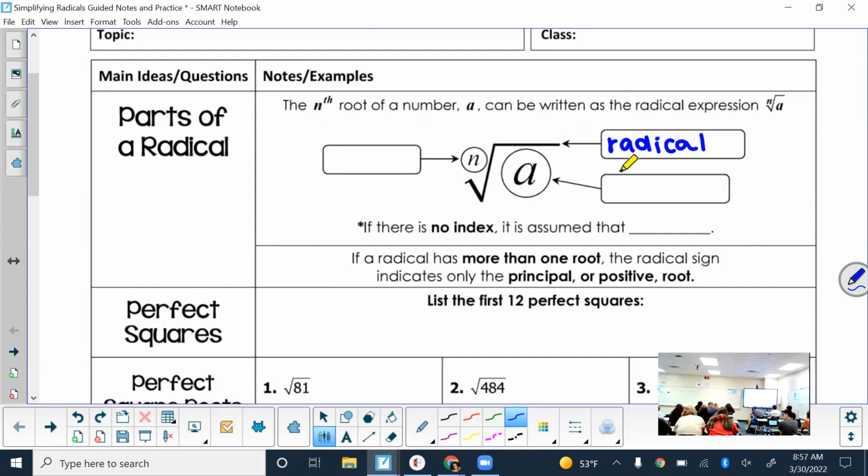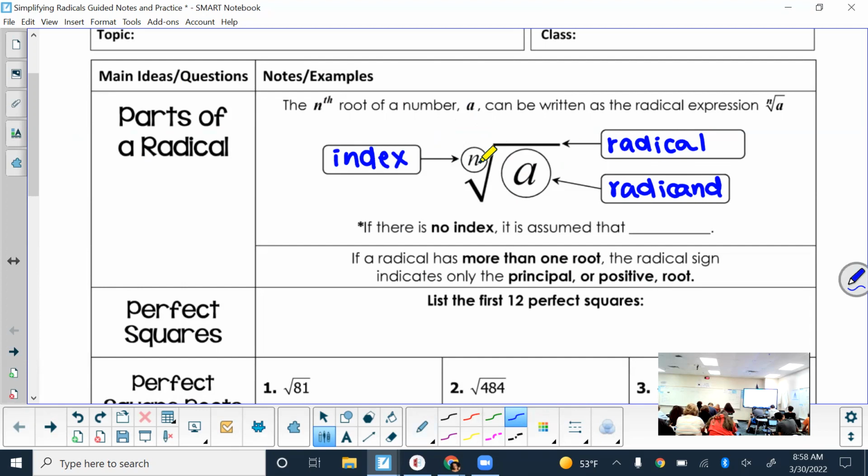The number underneath the radical symbol is called your radicand. All right, and that's just helpful to know so that you guys know what I'm talking about. If I say radicand, I'm talking about the number underneath the radical symbol. The little n right here is going to be your index.